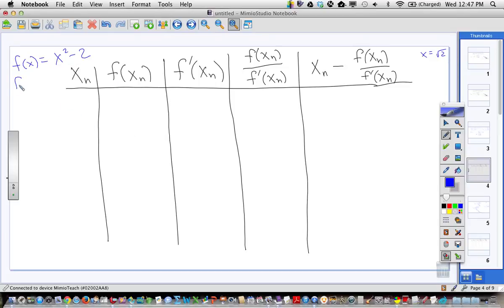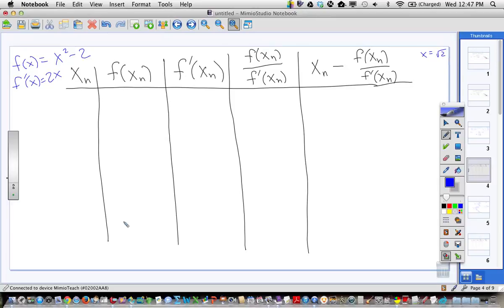So we need f prime, and that would be 2x. So the calculations won't be real bad here. And the nice thing about the calculations is they are all multiplication and subtraction and not division. So if you had your choice, wouldn't you rather do multiplication than division? If you were working it out by hand, you would, I think, right?